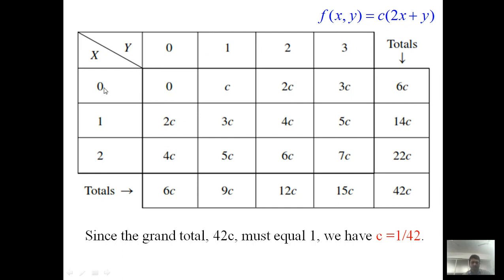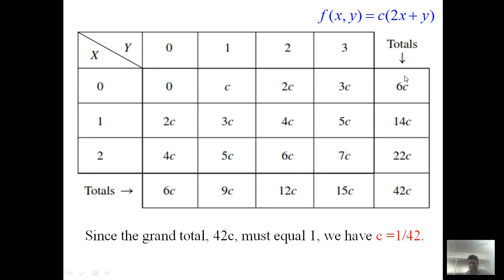Just to say, when x is 0, y is 0, f of x y is 0. When x is 0, y is 1, the bracket takes the value 1, so 1 into c, so f of x y is c. When x is 0, y is 2, the bracket takes the value 2, so 2 into c. When x is 0, y is 3, the bracket takes the value 3, so 3c. Similarly, when x is 2, y is 1, so 2 into 2, 4 plus 1, 5, the bracket takes the value 5, so its value is 5c. So we have to obtain each and every element.